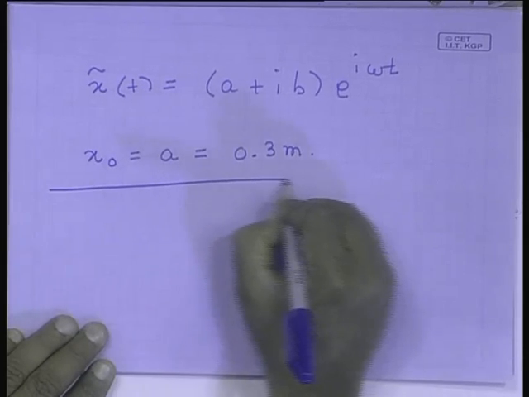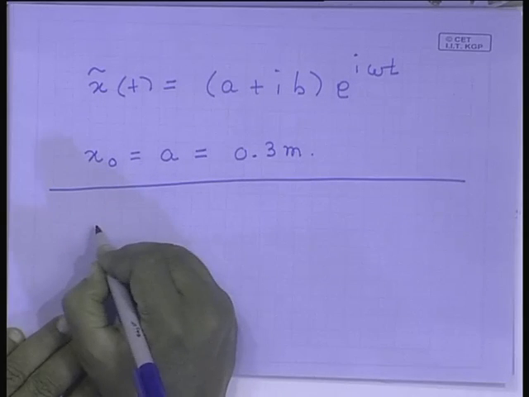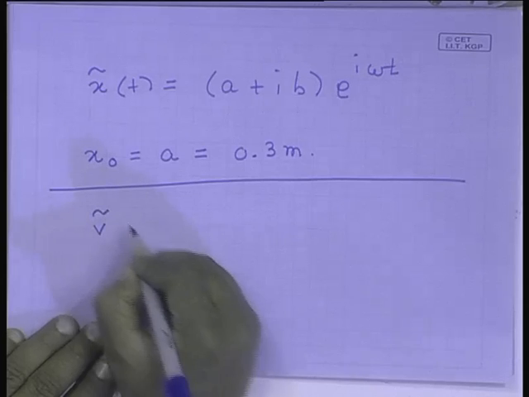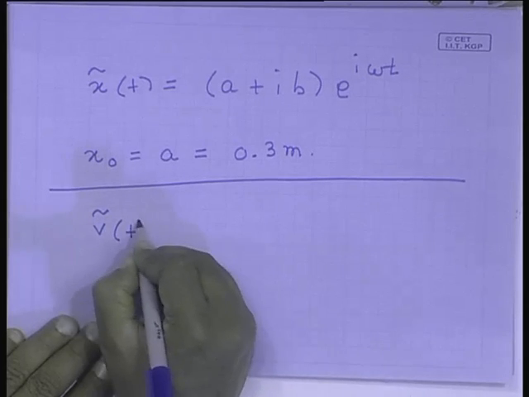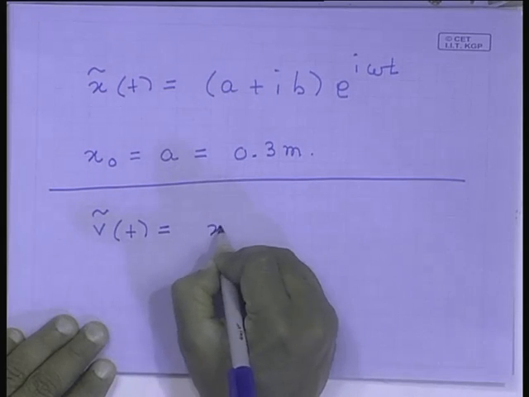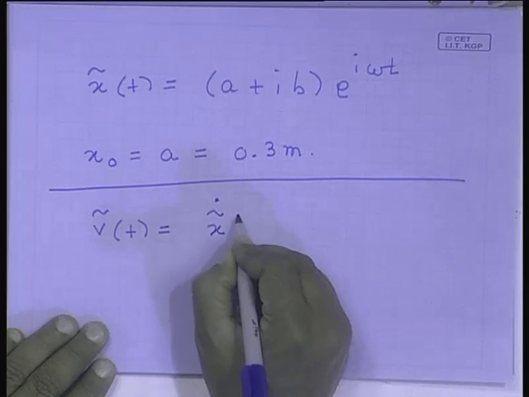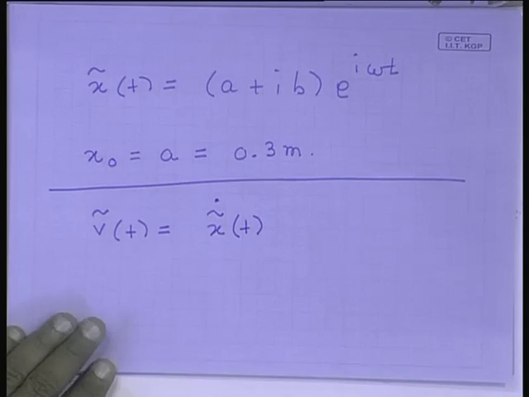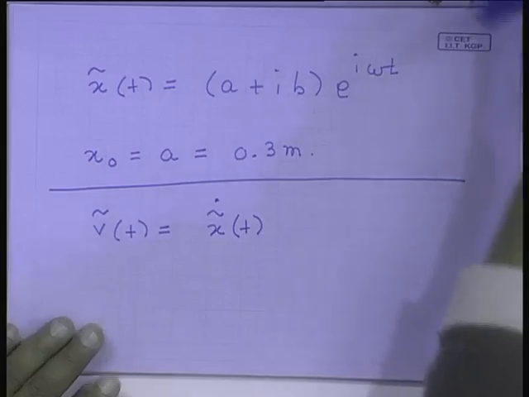Let us now look at the velocity. In the complex notation, the velocity v as a function of time is the time derivative of the complex position variable.